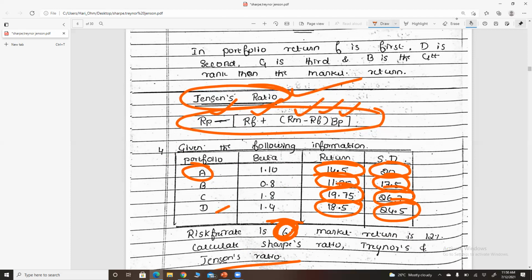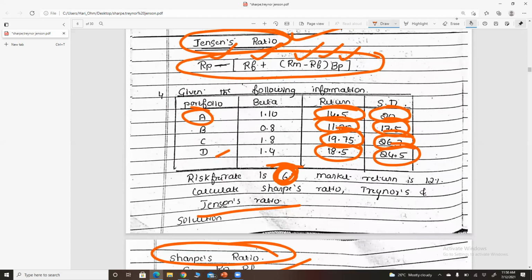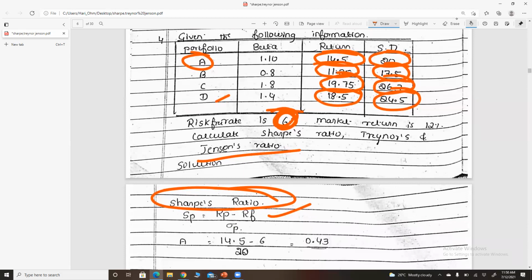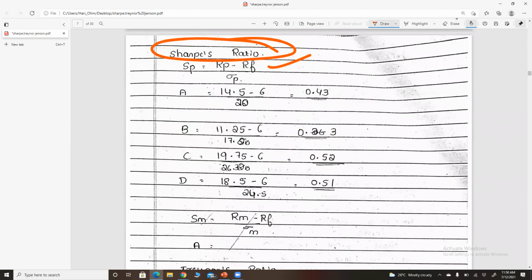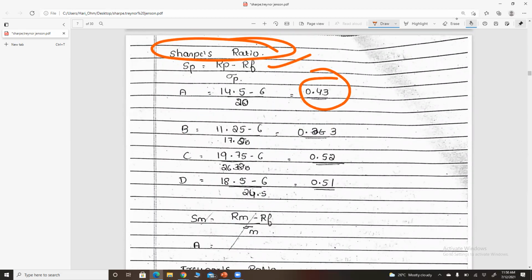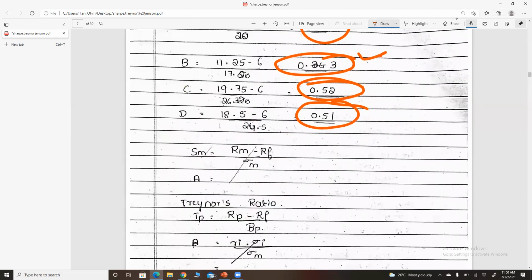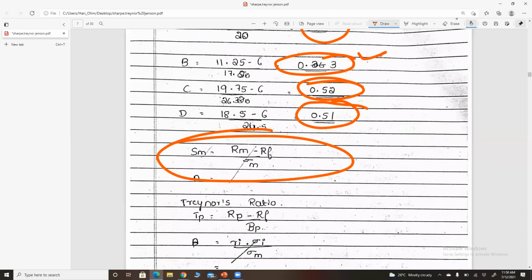Like that, you have to calculate Sharpe's ratio. So you get the answers 0.43, 0.3, 0.52, then 0.51. You need not calculate the market return, because in this particular question, they didn't say to calculate or compare with the market. Even if you calculate, there will be no problem, but it's not necessary here.